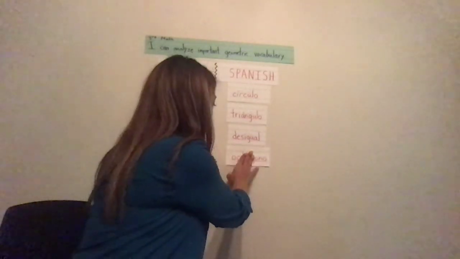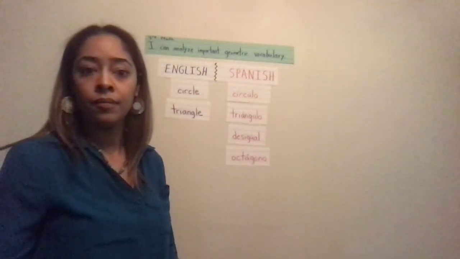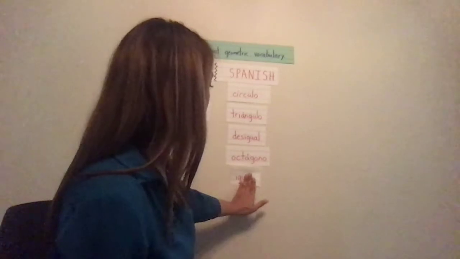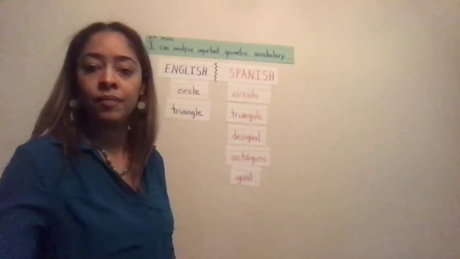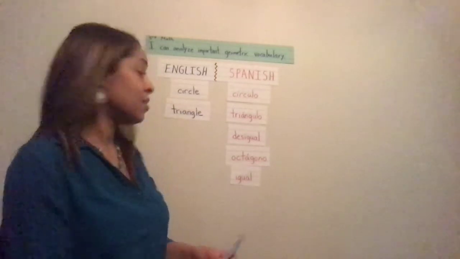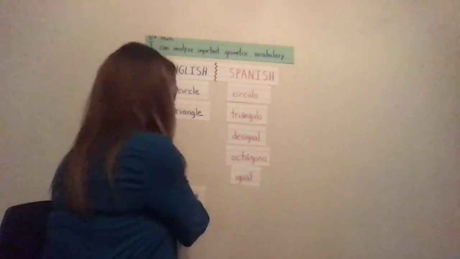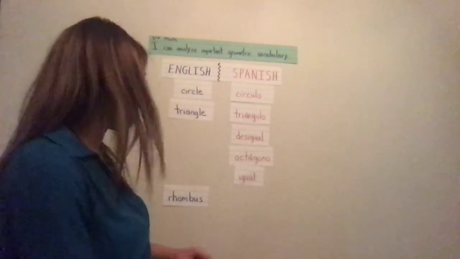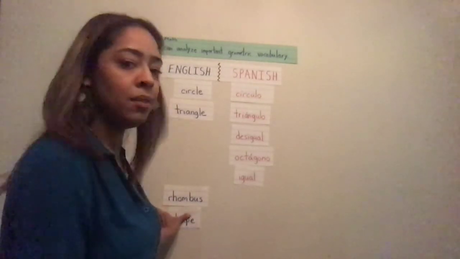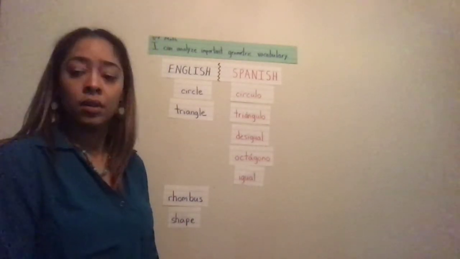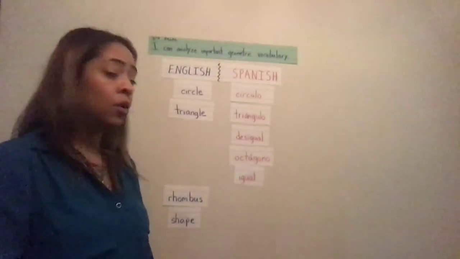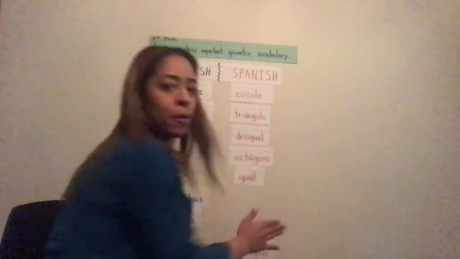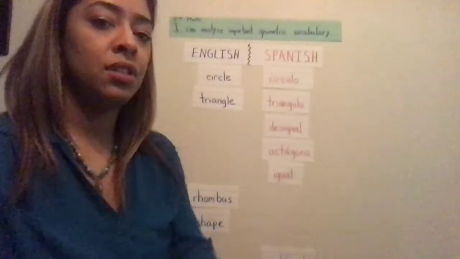Octágono, muy bien. Igual, muy bien. Rhombus, good job. That's another word from our previous unit. Shape, good job, shape. That's another important word. Okay. Rectangle, rectángulo, good job. Put that one down here. I'm going to bring you a little bit closer so you can see the whole chart there.